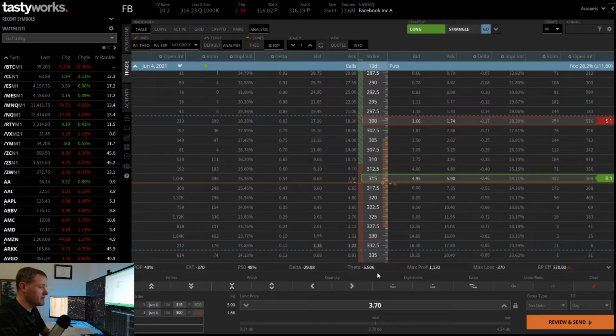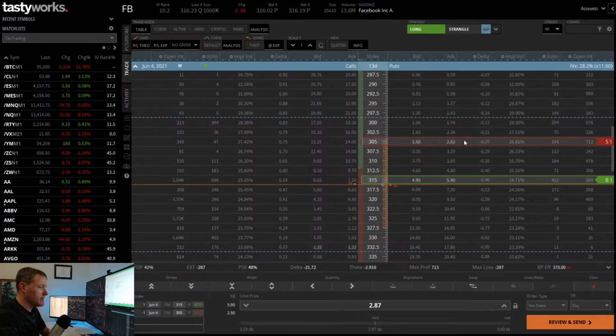You can see the theta is $5.50. The delta is $29.08. We have a 48% probability of capturing 50%. So as you can see, with this wide spread, it has a really good risk reward. Look what happens if I bring in my short strike to 310. So now we have a really narrow spread.